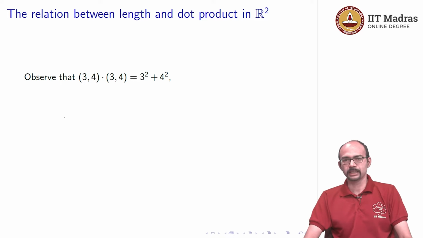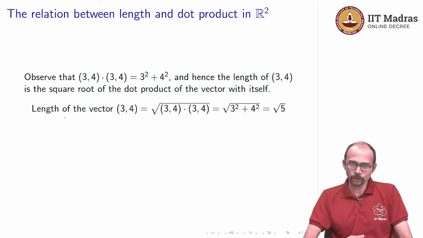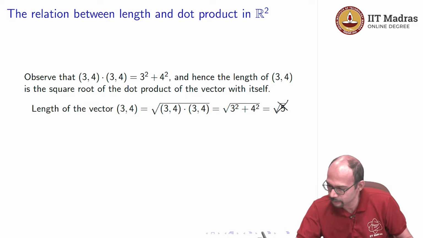Okay, so let's link this up with dot products. Observe that 3, 4 dot 3, 4 is 3 squared plus 4 squared, which we saw was exactly what was under the square root when we computed length. So the length of 3, 4 is the square root of the dot product of the vector with itself. So the length of the vector 3, 4 is square root of 3, 4 dot 3, 4, which is square root of 3 squared plus 4 squared, which is square root of 25, which is 5.